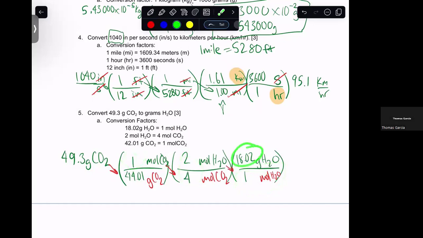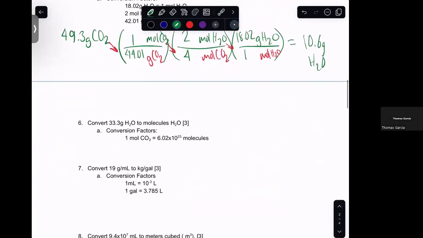But the gram values are not exact values. They have significance, both of them having 4 significant figures. Regardless, we're going to use our 3 from here. So when we go through this and we do our conversions, we find that we have 10.6 grams H2O. Alrighty, that is that. Moving on to this next one.